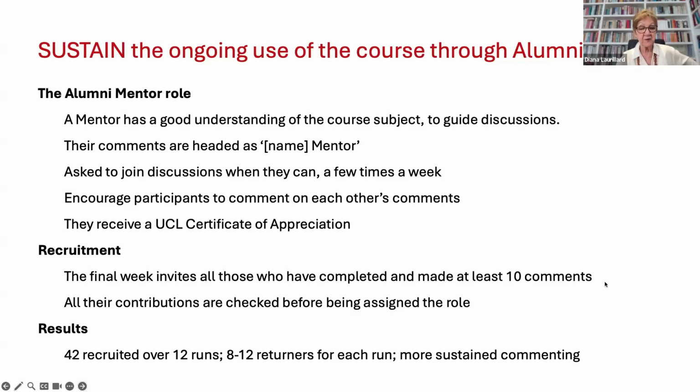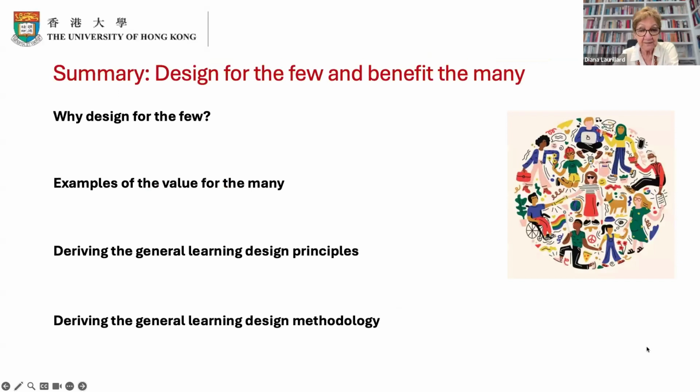And the recruitment happens in the final week of the course, and they're judged according to whether they've completed the whole course and have made at least 10 comments, so they are natural contributors. And we check what they've said, of course. And over one course when we did it, we had 12 runs of the course, and 42 people opted to become mentors. And for every run, there were between 8 and 12 of them coming back to do more and more of this process. So we got a lot more sustained commenting. It was quite an interesting model. So I recommend it to anyone who might think about trying it.